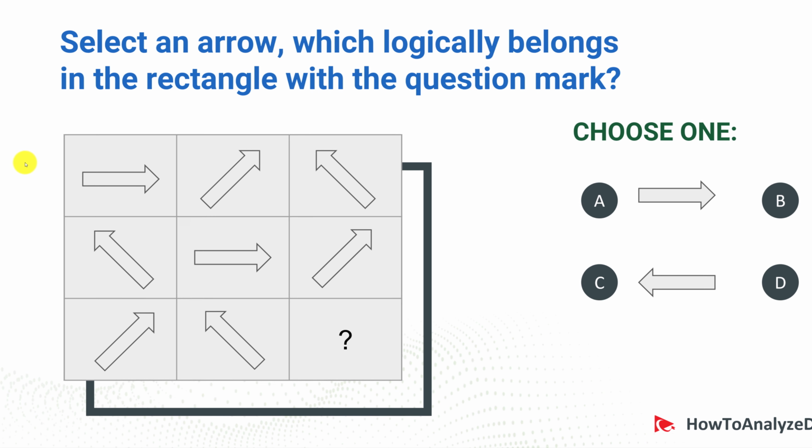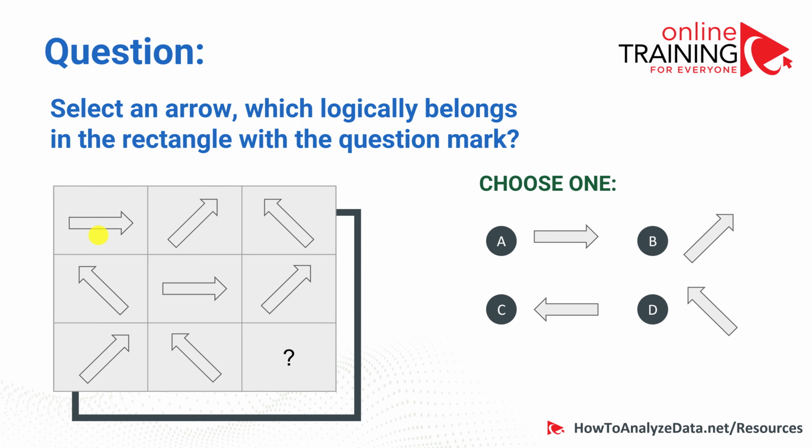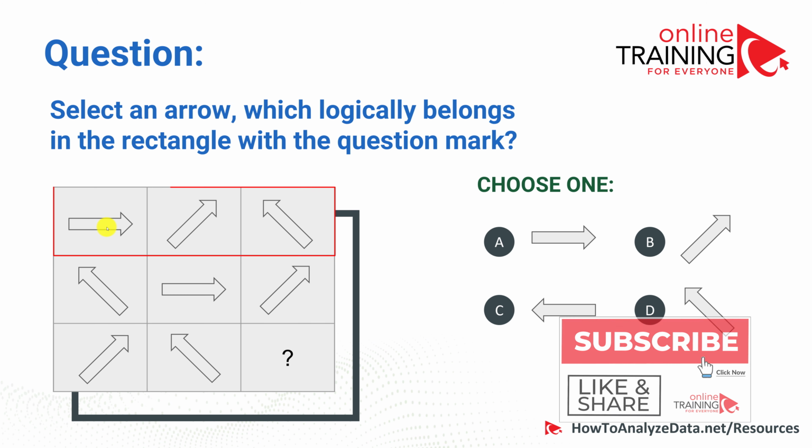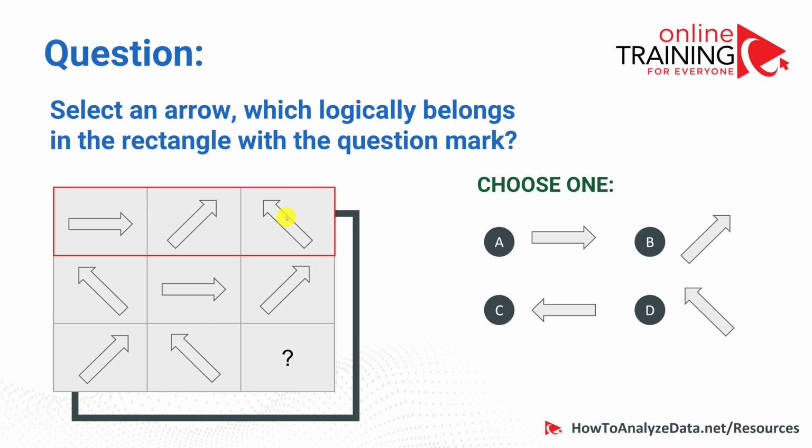The key here is to identify the pattern. Each row and each column contains unique arrows. In the first row, we have an arrow pointing to the right, upper right, and then to the upper left. Then upper left, right, and upper right. So here we have upper right, and then we have an arrow pointing to the upper left, and what's missing is the arrow pointing to the right. And that would be the right answer. And the arrow pointing to the right would be choice A.